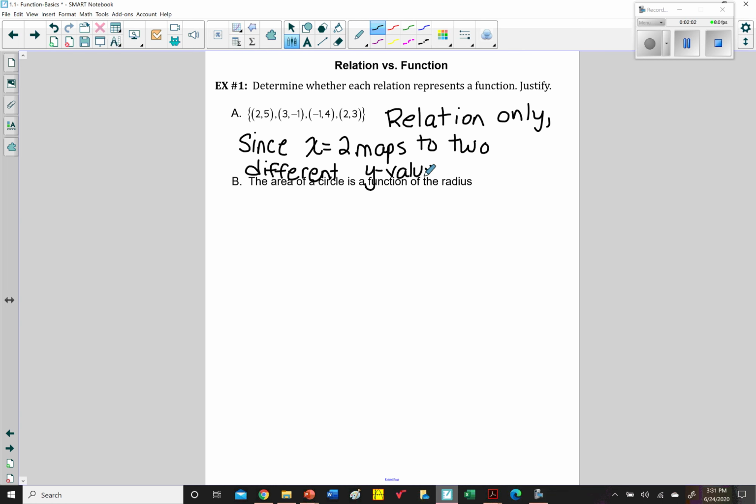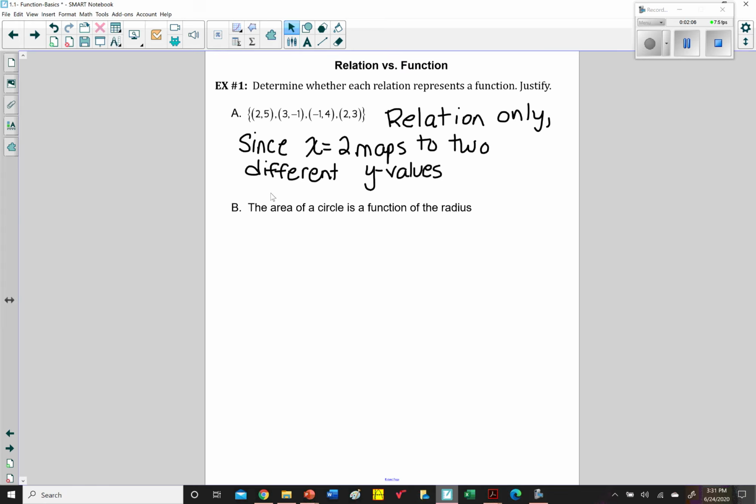And if you remember from Algebra 2, this relation would fail the vertical line test because 2, 5 and 2, 3 fail the vertical line test right there.